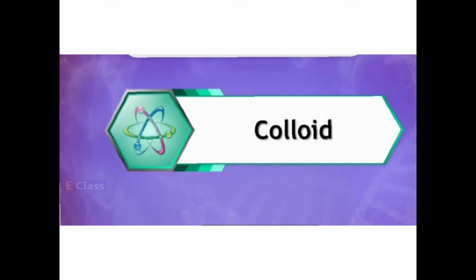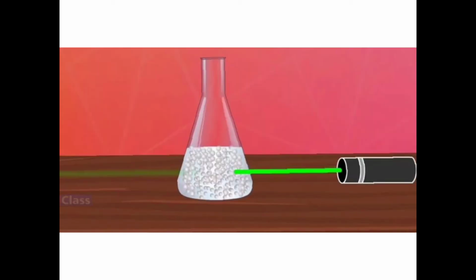Alright. Now the next thing we are going to study is the colloid. Now, this colloid, you can say it is in between these two, solution and suspension. Whatever mixture you get is translucent. What does it mean? When light is incident on such a surface, it partially gets transmitted.